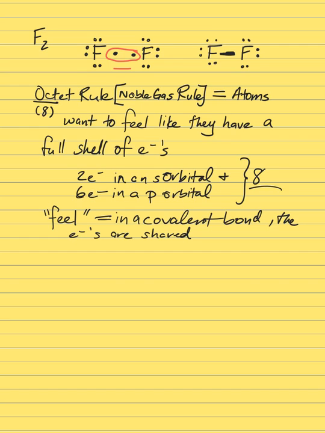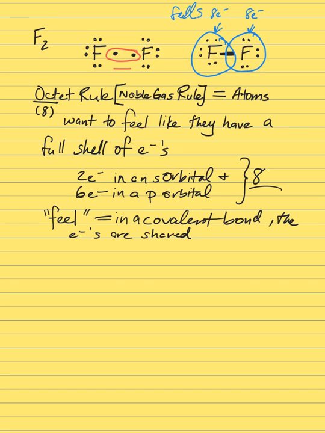For example, if we look up here at fluorine, each fluorine has 6 valence electrons and then 1 single bond. We say that this single bond sort of belongs to both of them. So this fluorine feels like it has 8 electrons, and this fluorine feels like it has 8 electrons. Even though technically between the both of them, they're short 2 electrons to actually both have 8 electrons. But that sharing allows them to feel like they have the electrons.